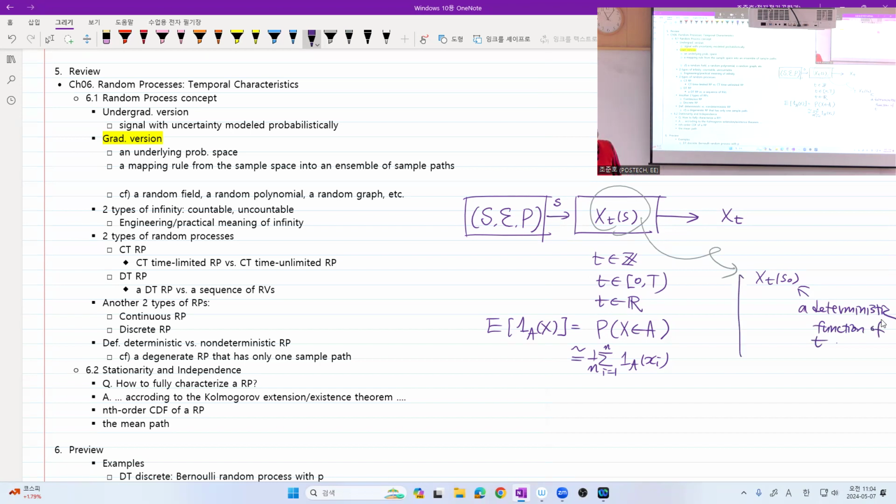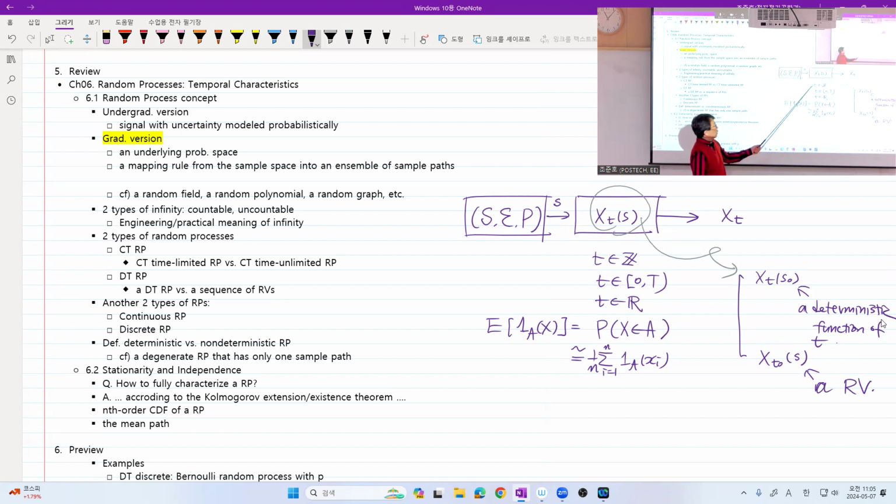Another one is we fix t to t0. Then what do we have? Now this is a single measurable function of S. What is the name of that? A random variable. So this is a random variable. What does this second point of view mean? Given a random process, how many random variables do we have? Uncountably infinite or countably infinite, depending on the set that the parameter t is a member of.